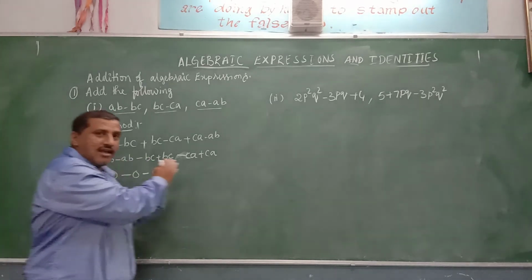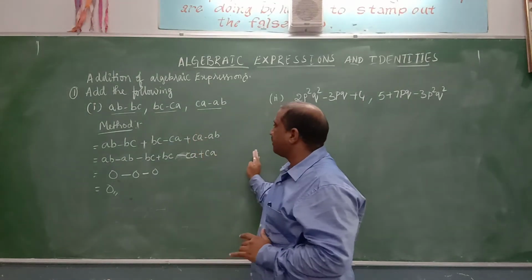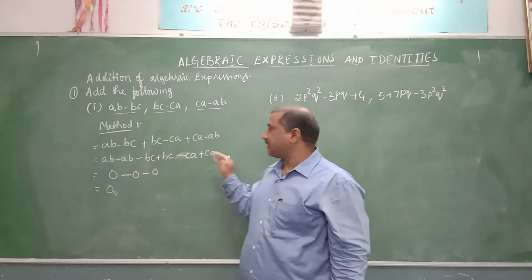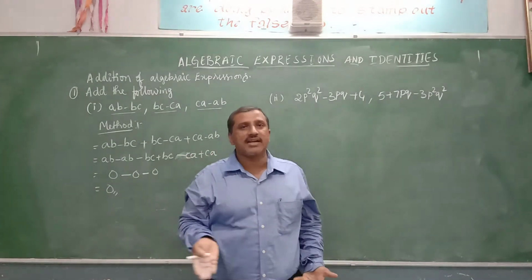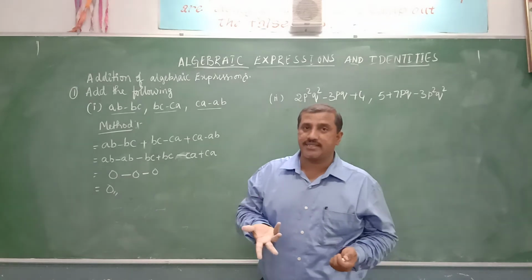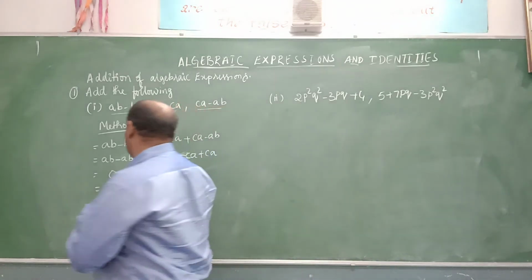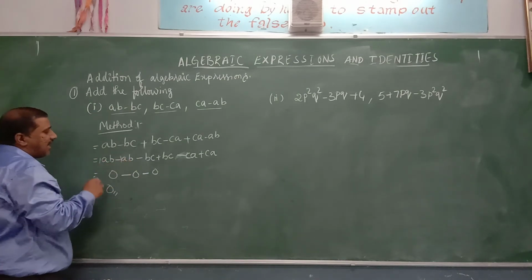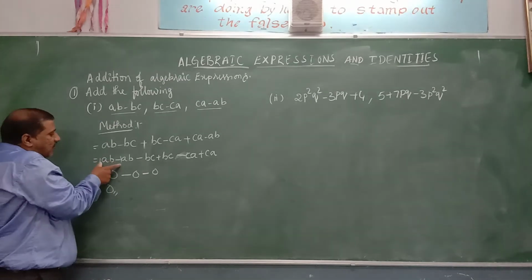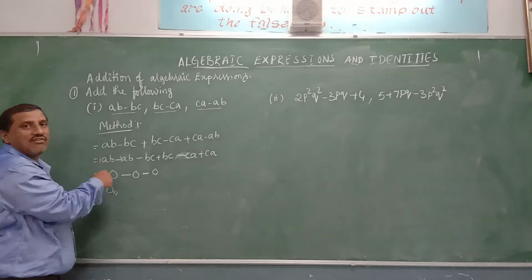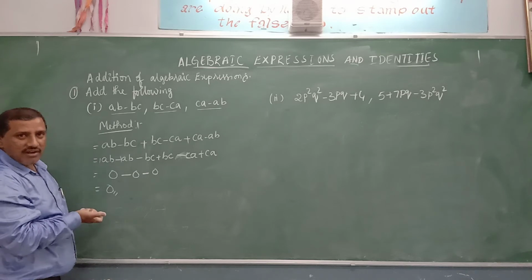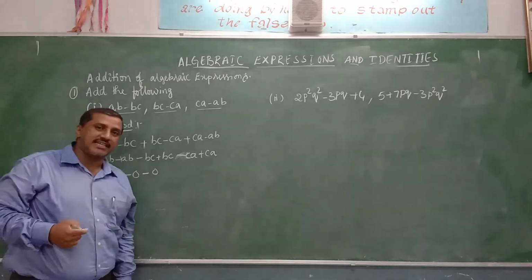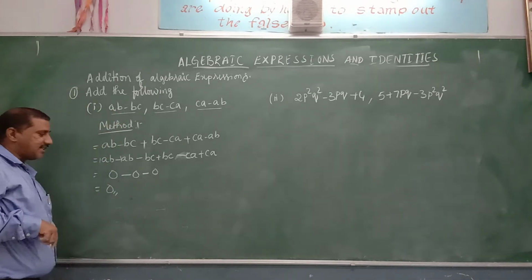We will write all the algebraic expressions together horizontally. Then we will regroup the like terms and then we will add. Here, adding is nothing but adding the numerical coefficients. AB means 1AB. Minus AB means minus 1AB. We need to add 1 and minus 1. When we add 1 and minus 1, we get 0 only. Therefore, AB minus AB is equal to 0. Minus BC plus BC is equal to 0. Minus CA plus CA is equal to 0.